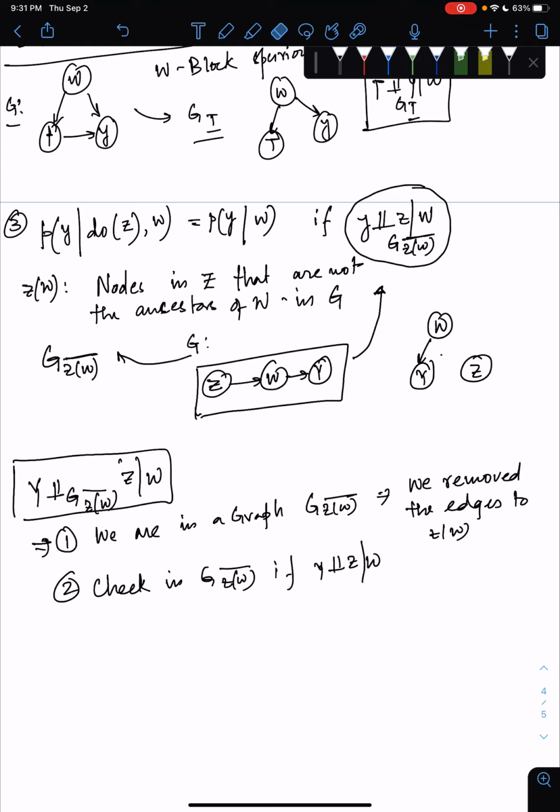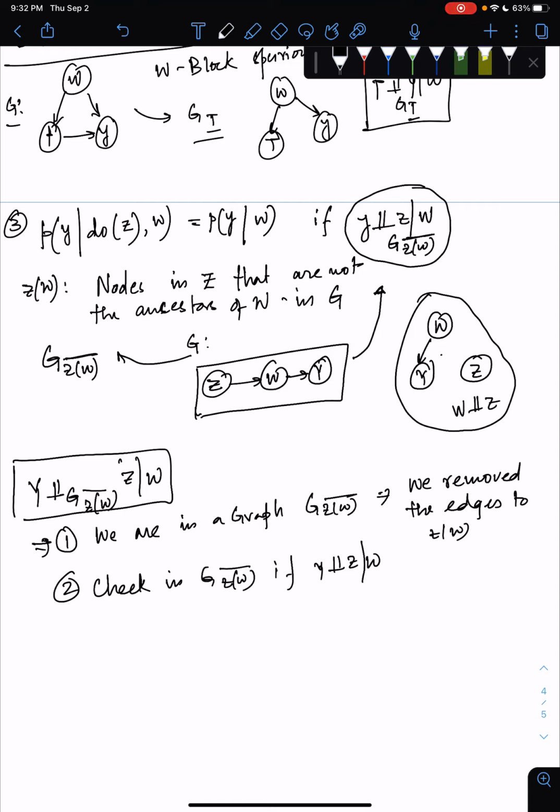Now we can see that w and z became independent, okay? And we don't have this conditional independence relationship holding for this particular graph. So this type of structure, this type of fork structure, cannot be a member in my original graph G which can satisfy rule 3.